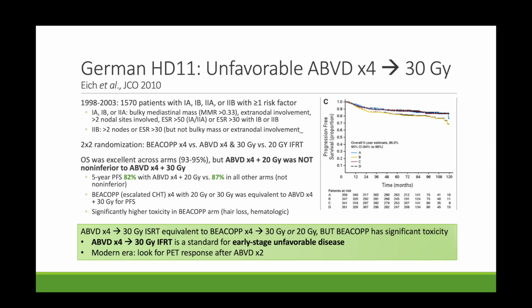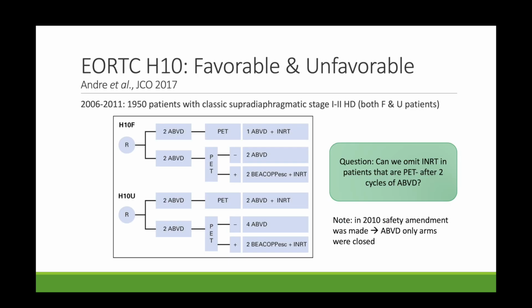Now this trial was again performed in the pre-PET era. In the modern era, we would look for PET response after ABVD times 2 to make sure we're on the right track, and then patients would get ABVD for 4 cycles total, followed by 30 gray of radiation. So that was the German trial for unfavorable disease.